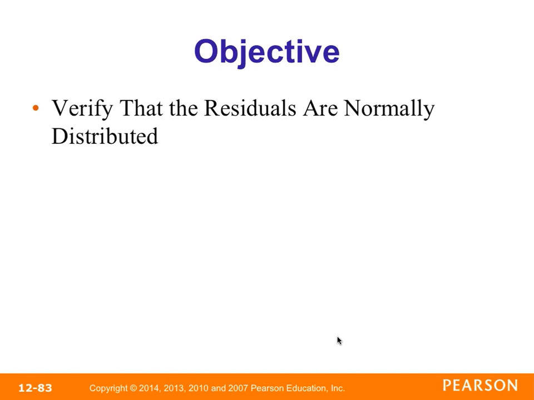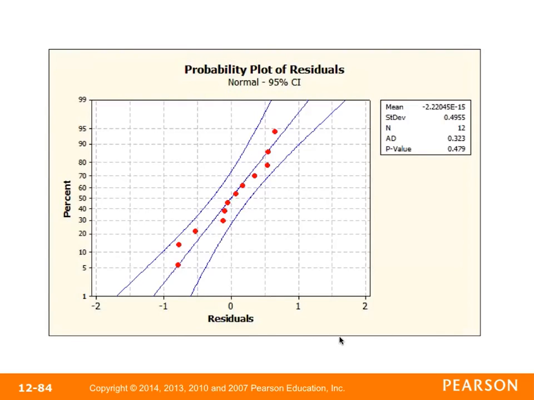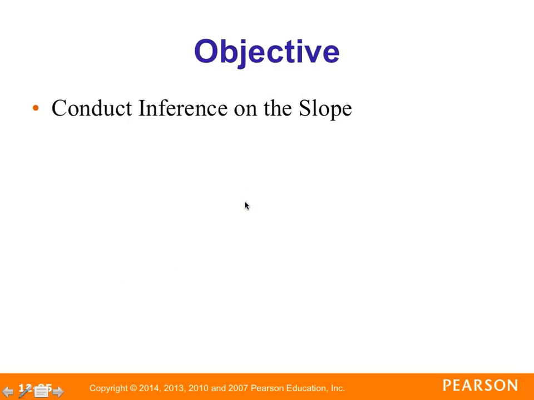We also want to make sure that we know how to verify that the residuals are normally distributed. If we look at this probability plot of our residuals, for our same data, it has our 12 observations here. We don't have anything outside of these blue bands, so this looks pretty good.